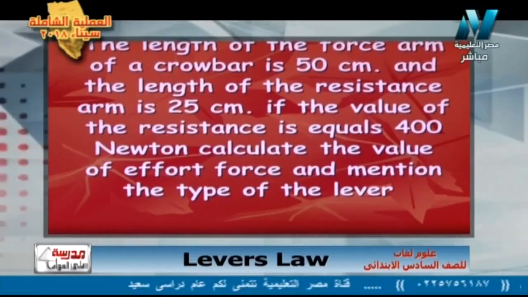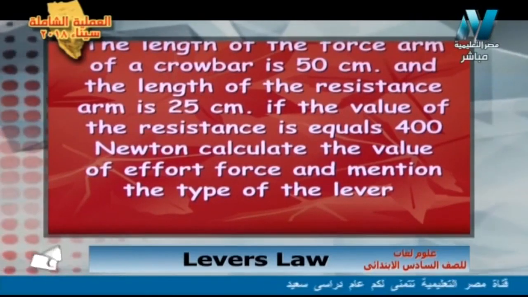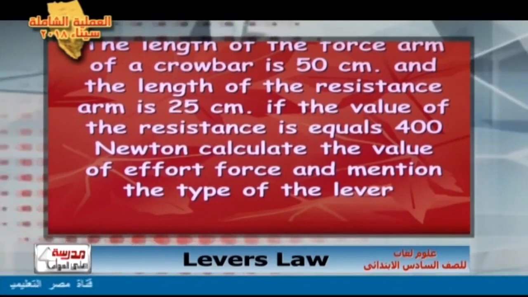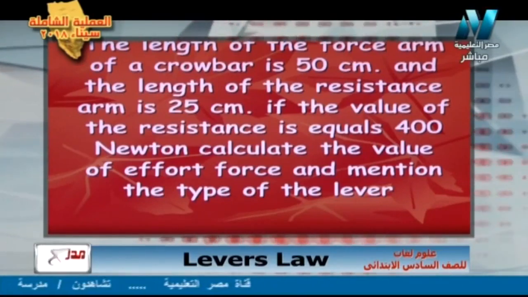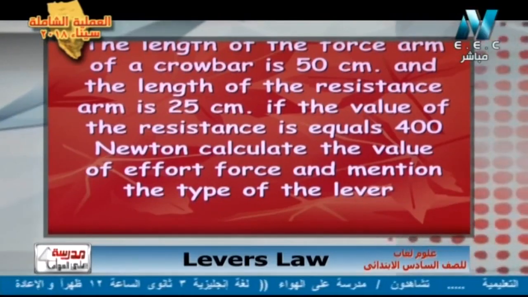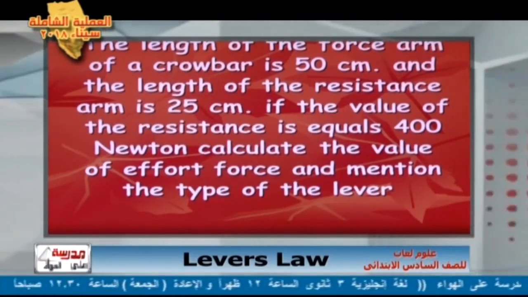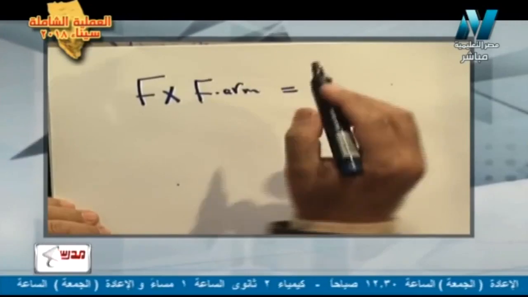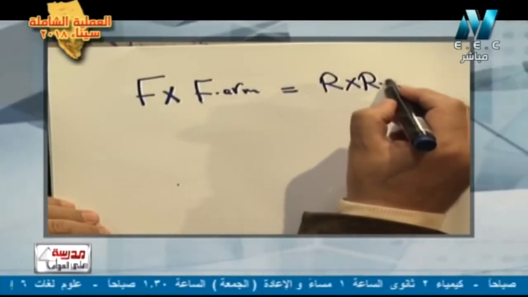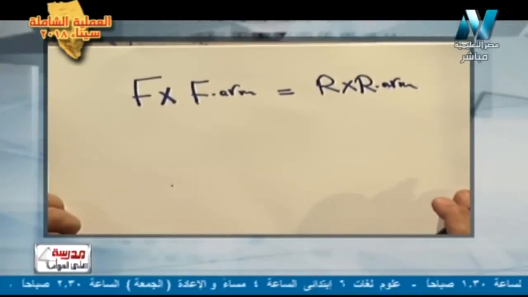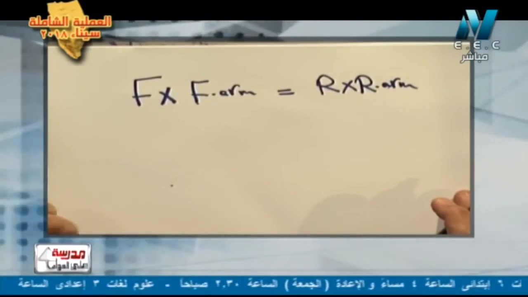Another problem, and I think it will be the last problem today because our time is up. The problem says that the length of the force arm of a crowbar is 50 centimeter and the length of the resistance arm is 25 centimeter. If the value of the resistance is equal to 400 Newton, calculate the value of the effort force and mention the type of the lever. Okay? First step, I write the lever's law: effort force by effort force arm equal resistance by resistance arm, and I must return back to the problem.